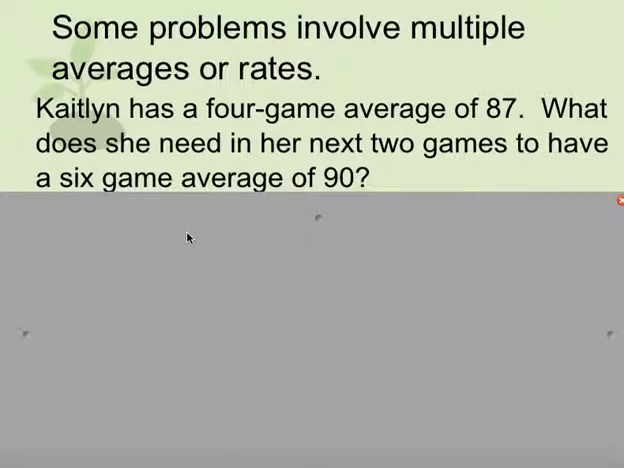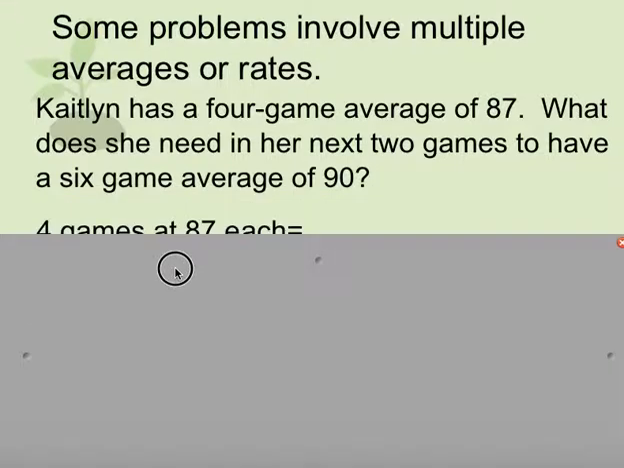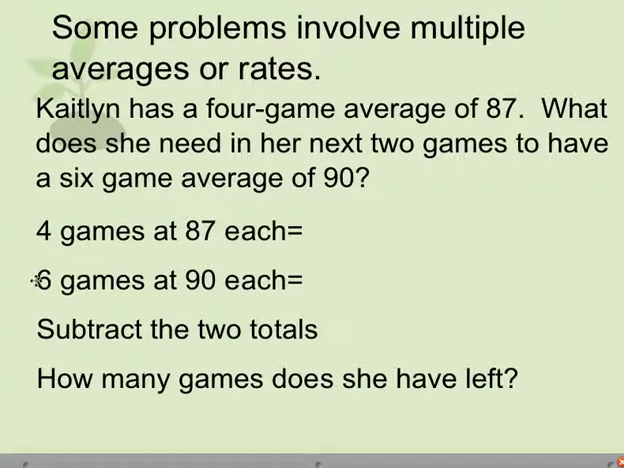So similar to the one with Gabe, Caitlin has a 4-game average of 87. What does she need in her next 2 games to raise her average to 90? So let's try it again. 4 games at 87 each. So we have a total of 348 points. If we want 90 in each of those 6 games, then that means that we want 6 games at 90 each.